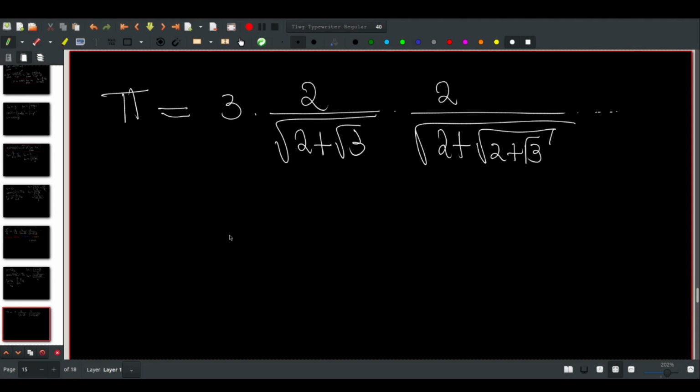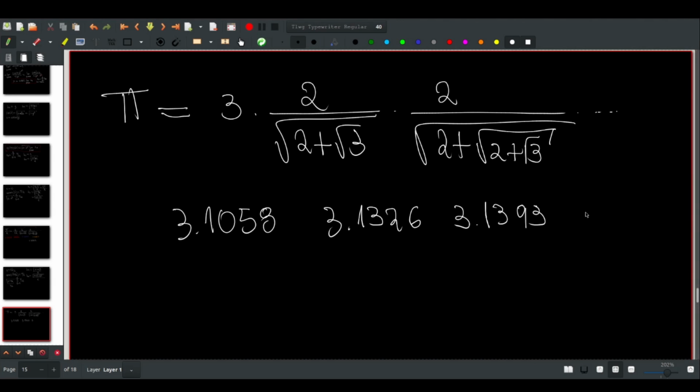And as before, I can show you what a couple values for this are. The first value is obviously just 3, but the first non-trivial value happens to be 3.1058. The next one would be actually 3.1326, and then the next one would be 3.1393, and the fourth one would be 3.1410. Okay, so this also seems to be working, and this actually works for all x.